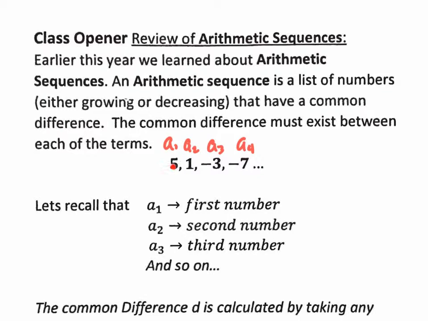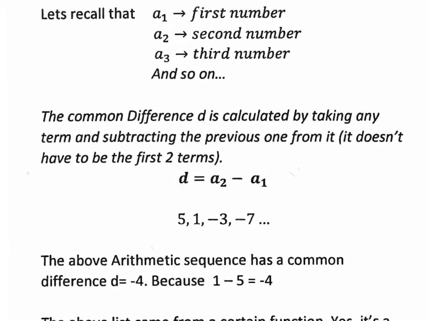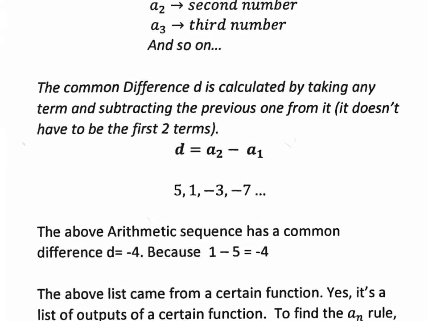Check it out. From 5, it went down to 1. From 1, it went down to negative 3. From negative 3, it went down to negative 7. From negative 7, what would it go down to? Negative 10? Okay, how about this? We'll figure this out in a little while, but at least we understand a sub 1 is the first one, a sub 2 is the second one. Let's talk about that common difference.